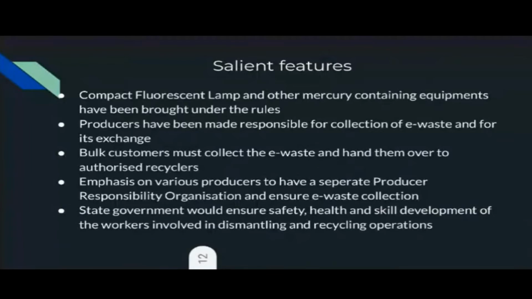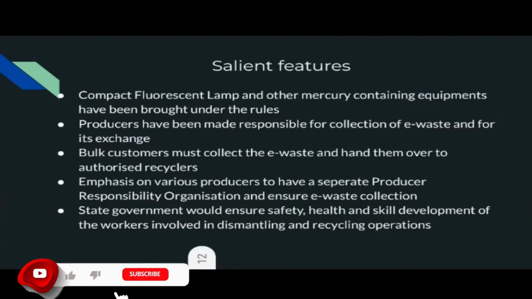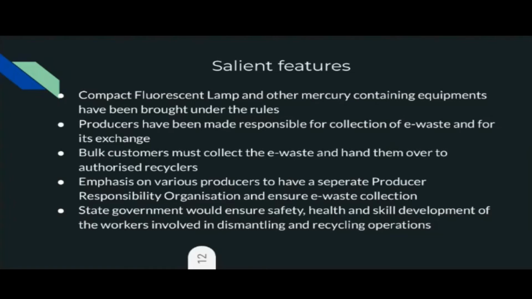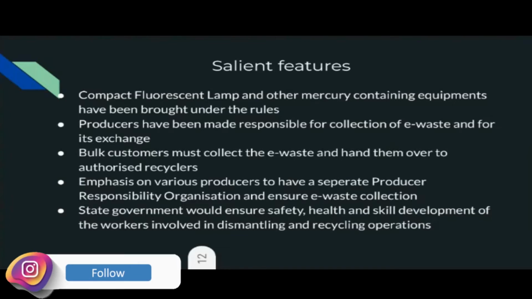Now moving on to the other salient feature, that is, bulk consumers must collect the e-waste and hand it over to authorized recyclers. That is, the consumers or the customers are also given a responsibility to handle e-waste properly. Now, there is emphasis on various producers to have a separate producer responsibility organization and ensure e-waste collection. Here also, producers are given a responsibility to ensure the e-waste collection.